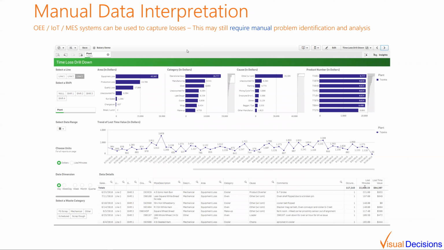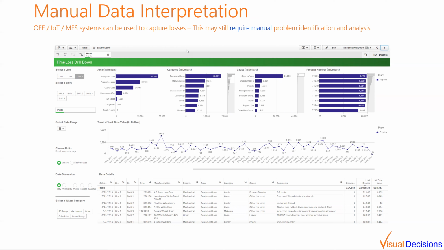So I talked a lot about doing a lot of this kind of ad hoc, the squeaky wheel or the latest problem and so forth. But a lot of companies are capturing data these days, whether it's an OEE system or an IoT or MES, capturing different events on the shop floor, whether those are quality based or downtime, and then manually going through the data to see where the biggest losses are and where we should be paying attention.